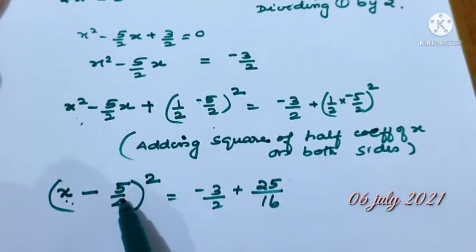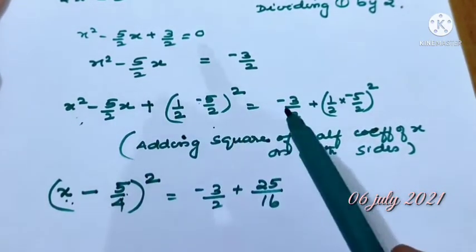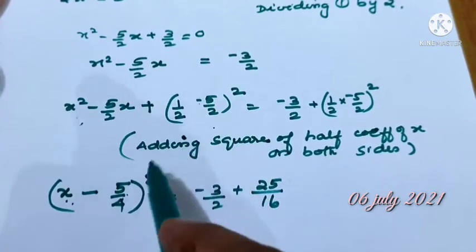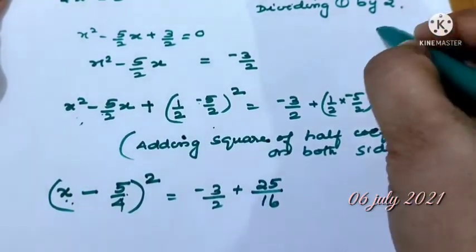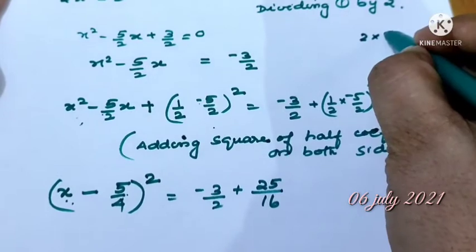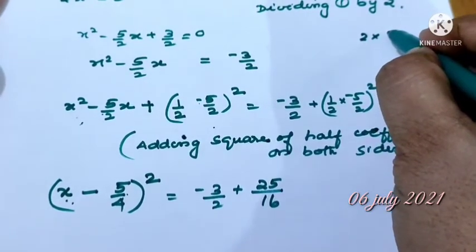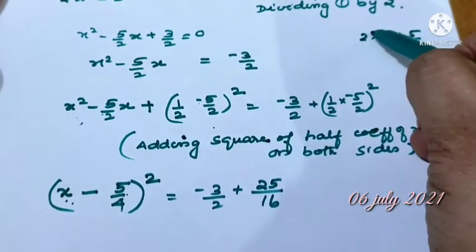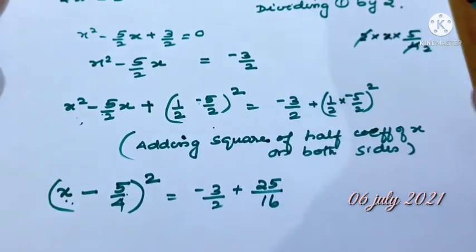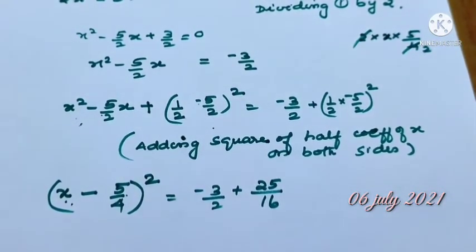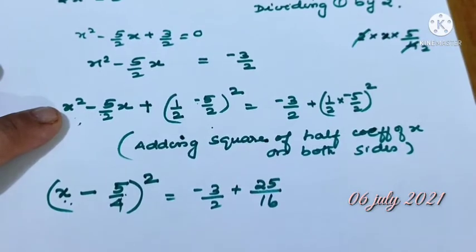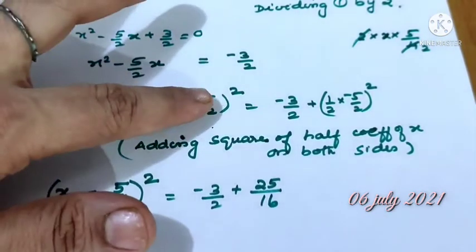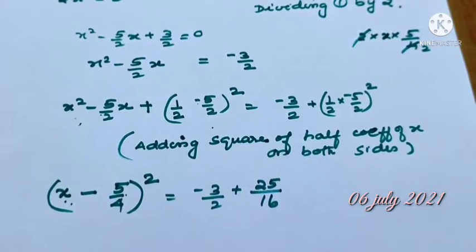Now if anybody has a doubt, just expand and see this. This is a square only, and this is b square only, 5 by 4 whole square. But what about the middle term? It is 2 into ab. What is a? a is x, b is 5 by 4. When we cancel this 2, you will get 5 by 2. So 5 by 2 we are getting back. So you just have to take the square root term, that is x, and the term in the bracket without sign only. The sign depends upon the middle term only.